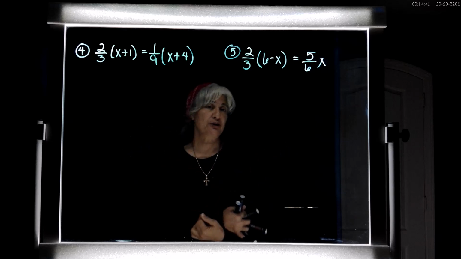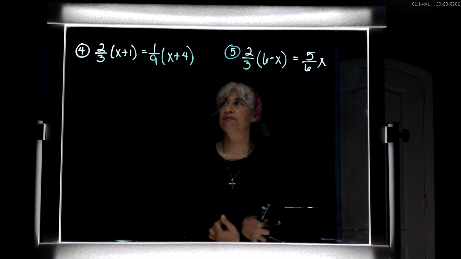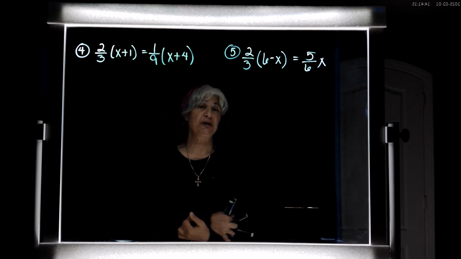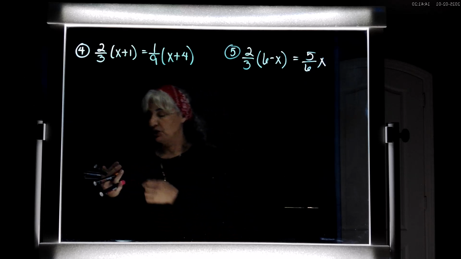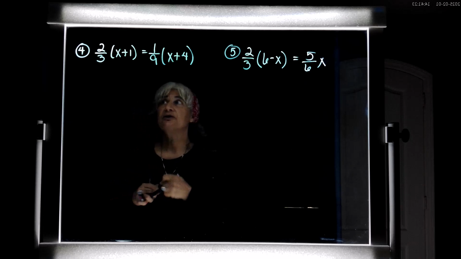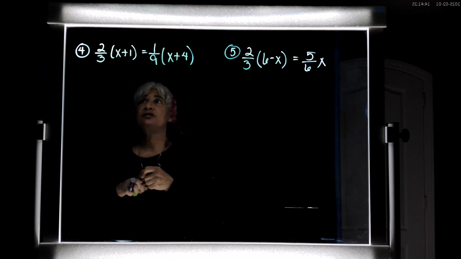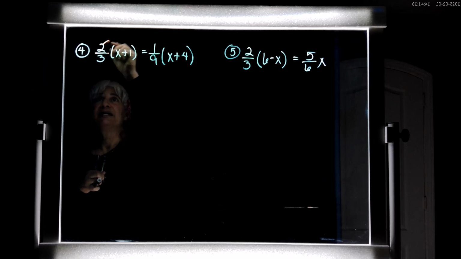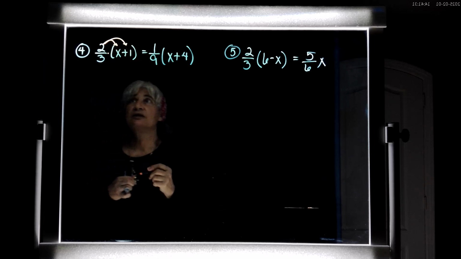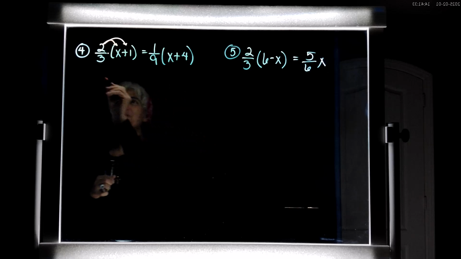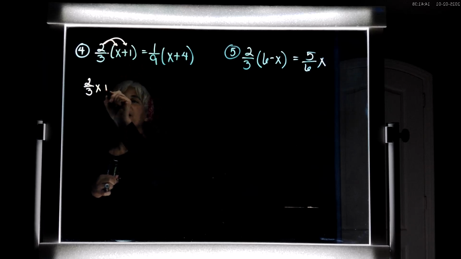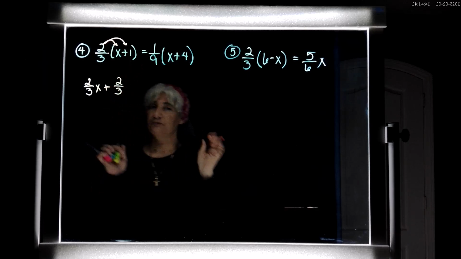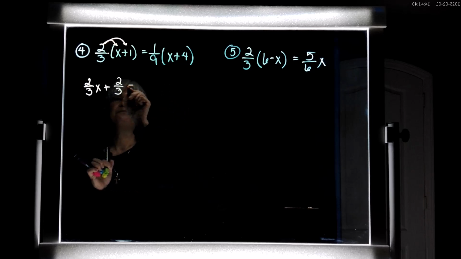Okay, hopefully you've already worked on these problems. Let's see what you've done. Let's see if we agree. Let's look at problem number 4. All right, I'm seeing parentheses, which means I'm going to have to do a distribution problem, right? Okay, so on number 4 here, the first thing I'm going to do is distribute this 2/3 into both terms of the parentheses, which means you get 2 over 3x plus 2 over 3. So far, so good?